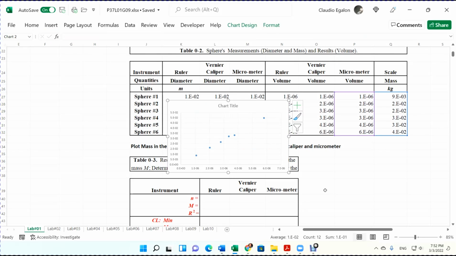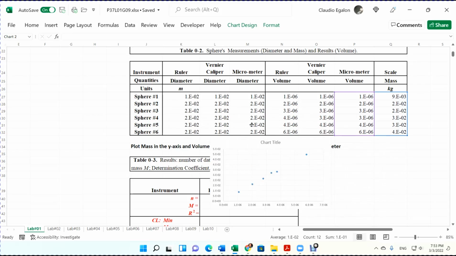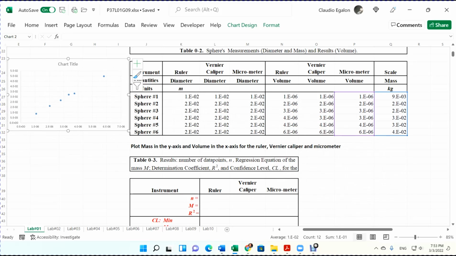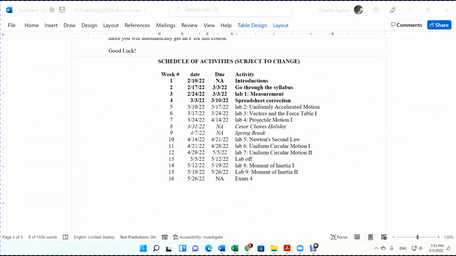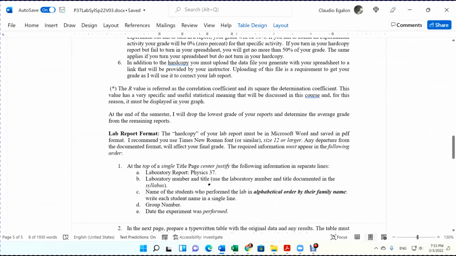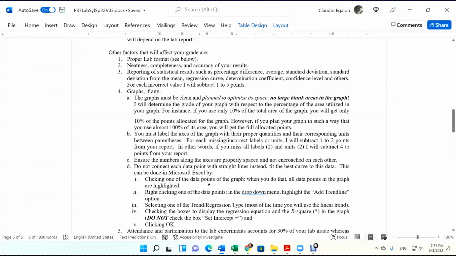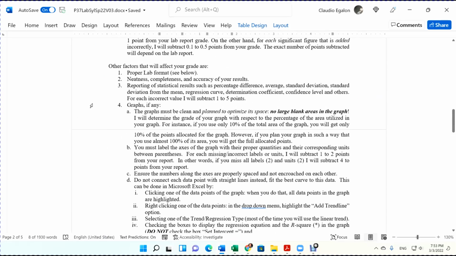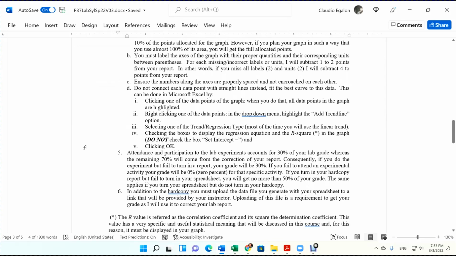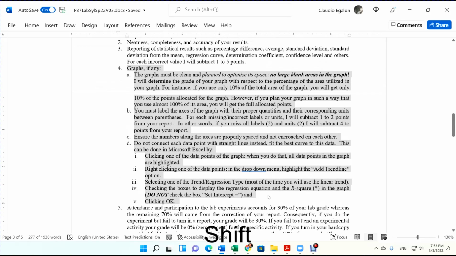Yes. Okay. And what else do you have to do? You have to go through the same exercise that's spelled out in your syllabus. Go back to your syllabus. The syllabus spells out everything that you have to do to plot a graph. Right in here, other factors, graphs, item 4. The graph must be clean and so on. You must label the axis.